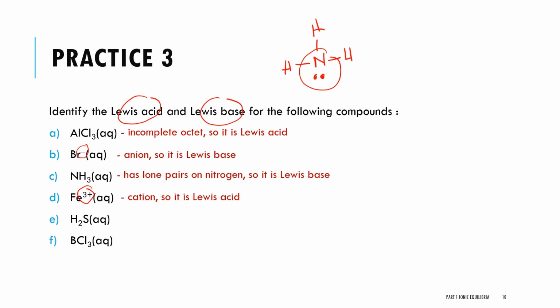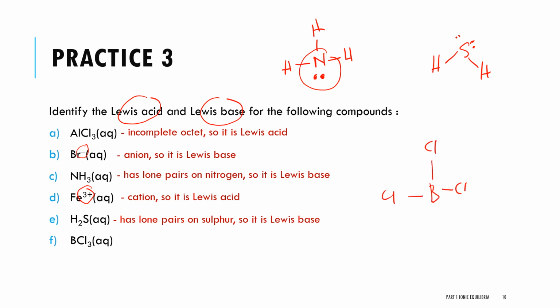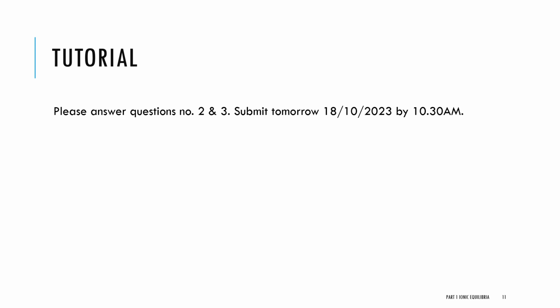H2S, if you draw the Lewis structure, it will look like this. Again, we have two lone pairs on the sulfur, so it is a Lewis base. And for BCl3, if you draw the Lewis structure, boron is an incomplete octet molecule, so definitely it is a Lewis acid. For your practice, please answer tutorial chapter 7 number 2 and 3 and submit tomorrow. So happy practice everyone.